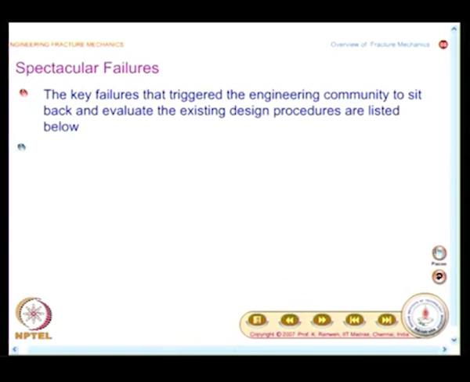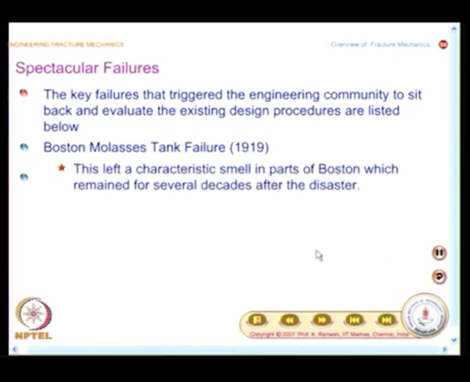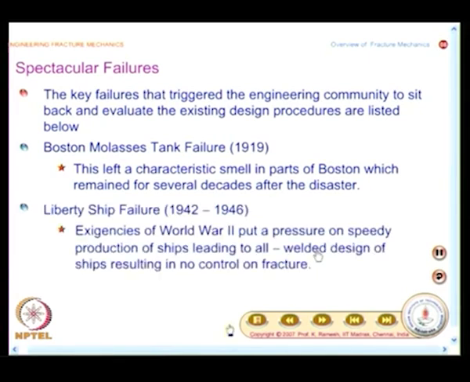Why are they called spectacular failures? We are going to look at the key failures that triggered the engineering community to sit back and evaluate the existing design procedures. They were very important failures. One famous failure was the Boston molasses tank failure. This happened in 1919. In fact, I am going to give you a list of 4 such failures over a span of about 70 years.